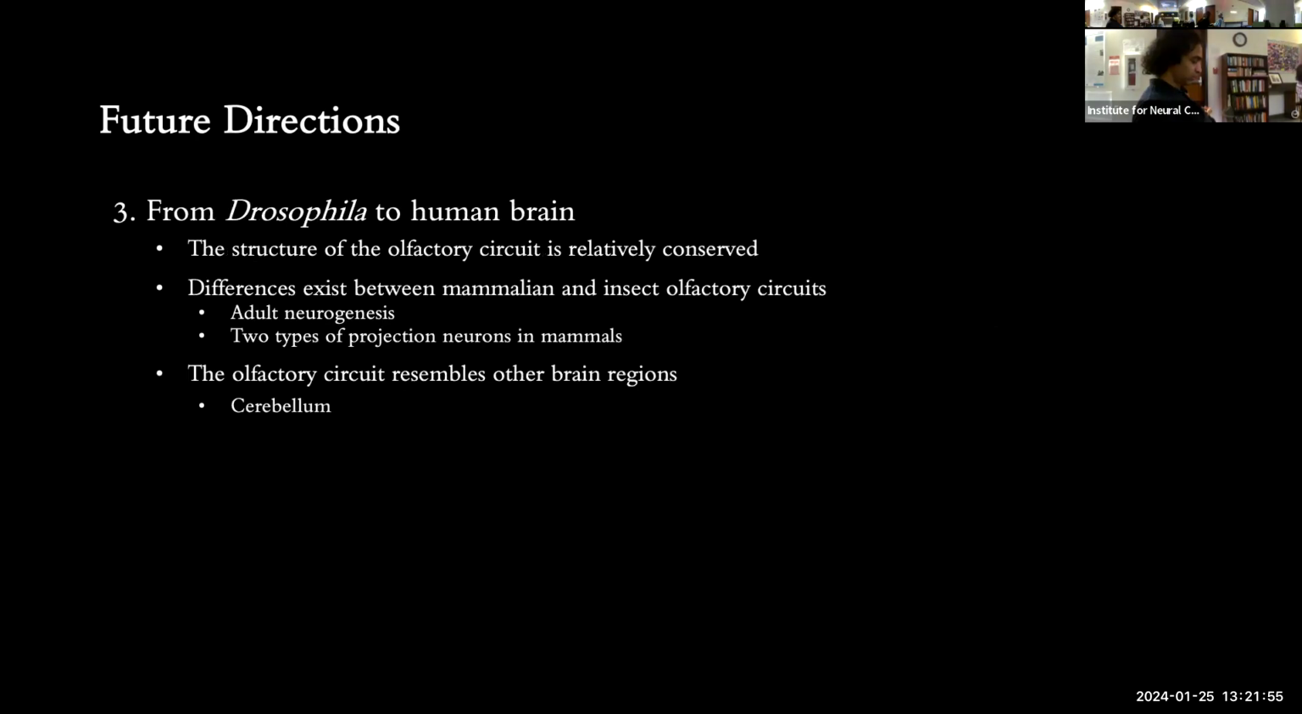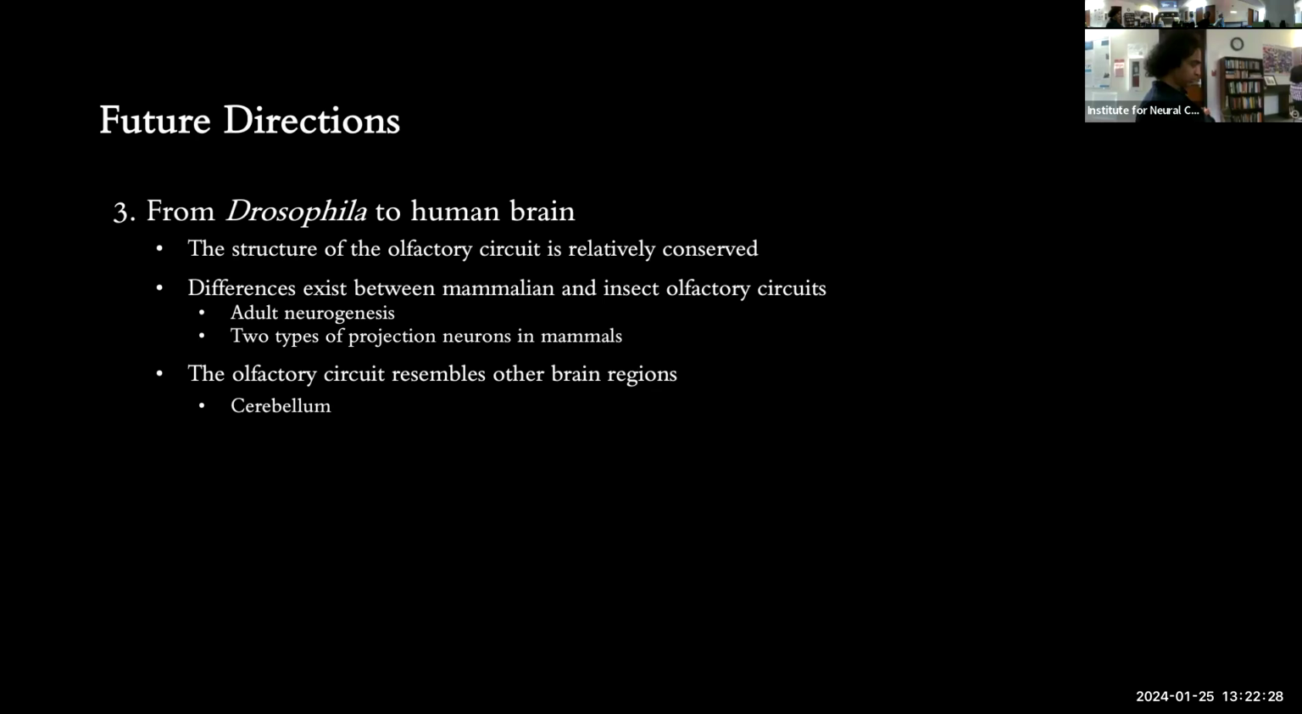And the third direction is that, as mighty as the Drosophila is, it is still not a very complicated organism. So I want to move from Drosophila to more complicated biological systems like mammals, including humans. And there are differences. Even though the structure of the olfactory circuit is relatively conserved, there are differences between the circuit in insects and mammals.